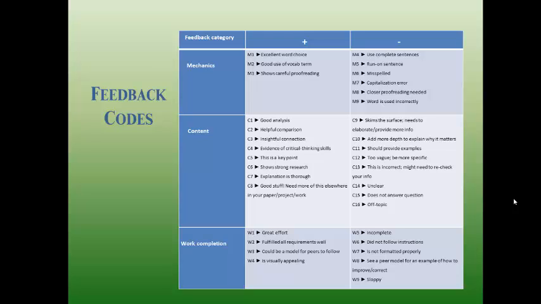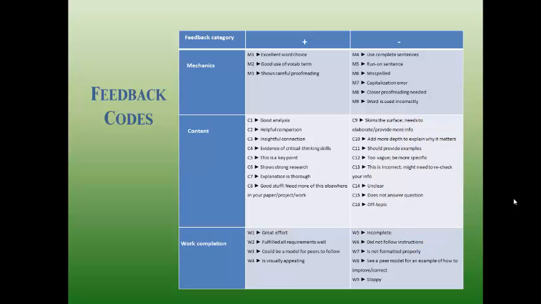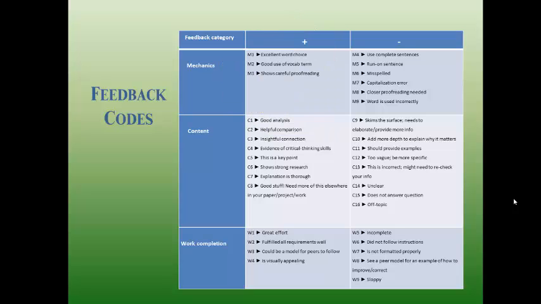Or on the flip side, we might see problems with their work completion. Namely, it's incomplete, or a particular part of it is incomplete. So W5. Maybe they didn't structure it the right way, didn't set it up the right way, didn't format it the right way. W7. What you're going to do is have students refer to this all semester long, and they will know, because they'll have this at their fingertips, what you mean when you write these codes.